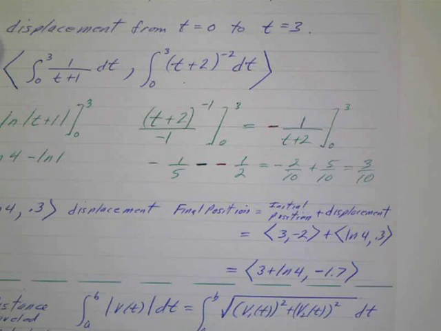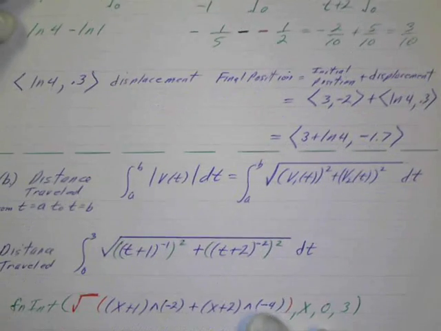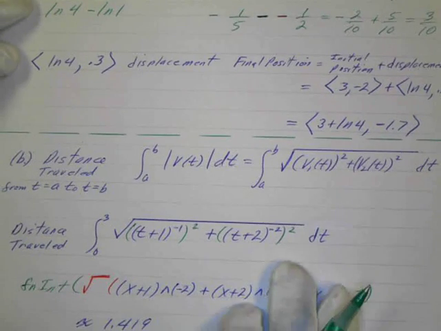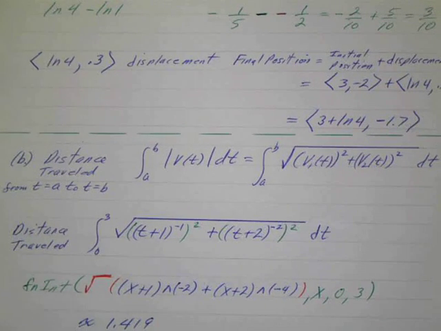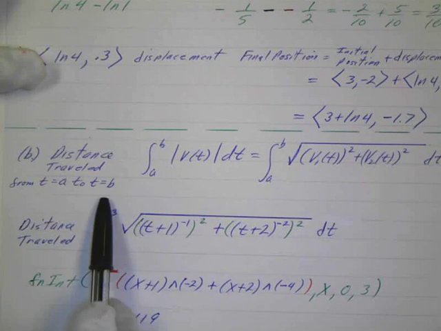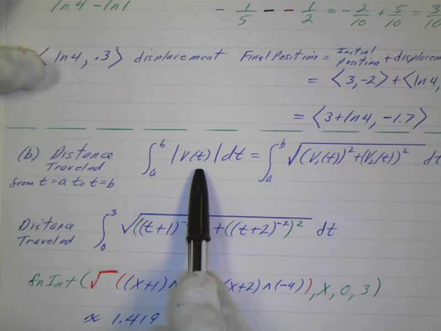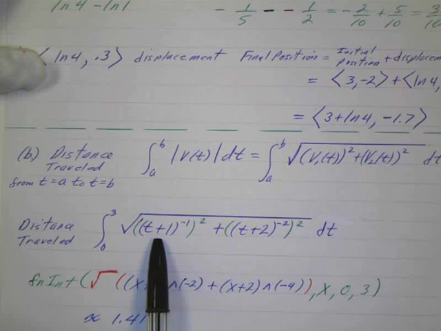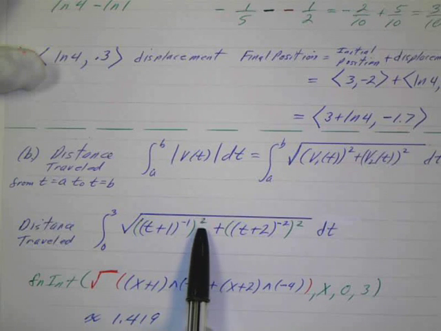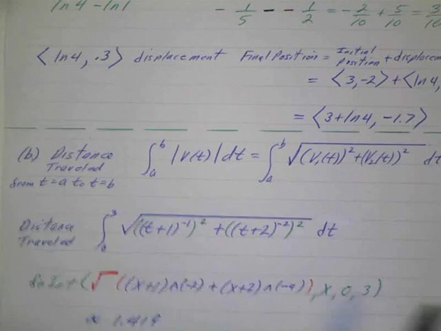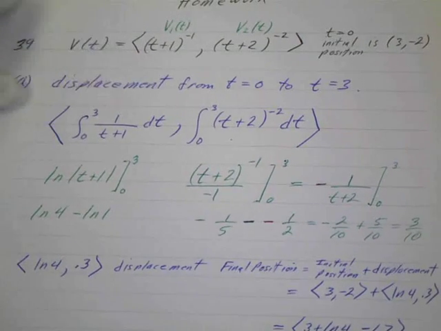Initial position plus displacement. And the distance traveled is just going to be the integral of the absolute value of the velocity, or the magnitude of the velocity vector. That's the distance traveled from t equals a to t equals b. So it's the integral from a to b of this, and we square our horizontal component and square our vertical component. This was our horizontal component, and this is our vertical component, back up at the top. It's our velocity vector.